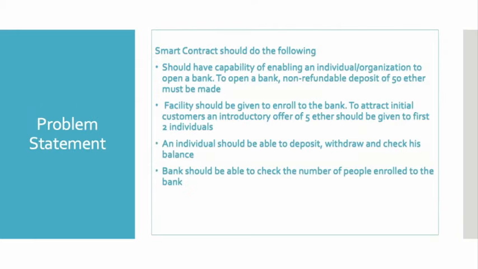So this is our problem statement against which we are going to code. Our smart contract should do the following. It should have the capability of enabling an individual or organization to open a bank, and to open a bank, a non-refundable deposit of 50 Ether must be made.